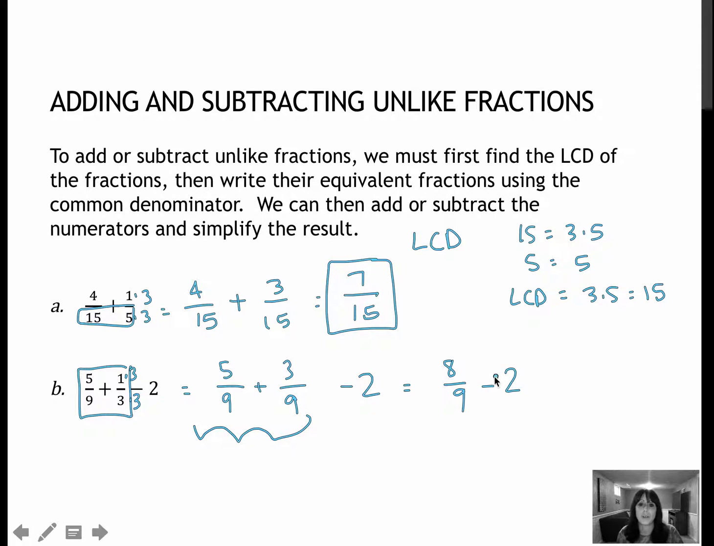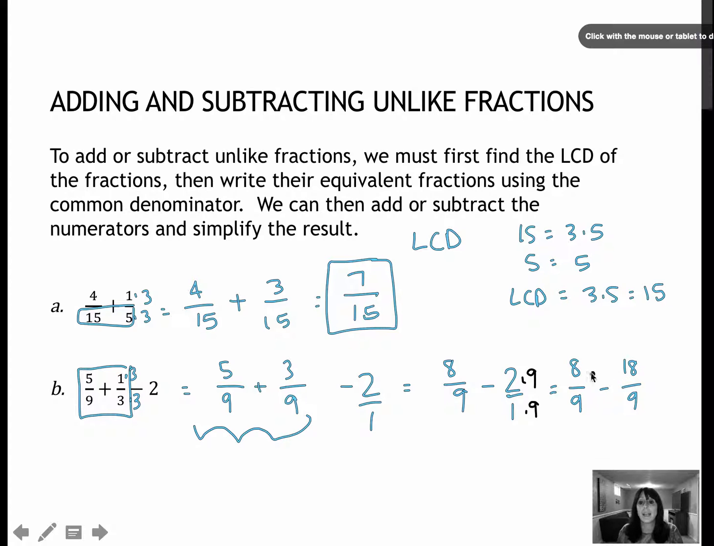We haven't dealt with a question like this yet where we have a whole number, but remember that my whole number of 2 is 2 over 1. Now I'm going to follow the same steps. I want 1 and 9 to be the same number. So I have to take 1 times 9, so I'm going to have to take 2 times 9. So my new question is 8/9 minus 18/9, because 2 times 9 was 18.